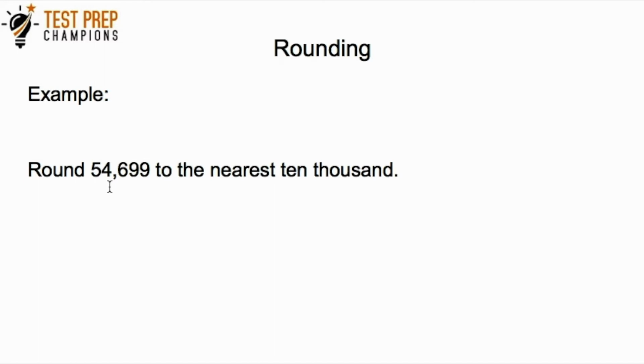Okay. So what we want to do here is we want to think, is this a number that's less than 5, or is it a 5 or greater? Well, 4 is obviously less than 5. All right, so we go back at the 5, and we know we don't have to change the 5. We're not going to bump that 5 up. We're going to leave 5 the same, and everything else gets changed to a 0. So 4 becomes a 0, so does everything else to the right of the 4. So the final answer would be 50,000.